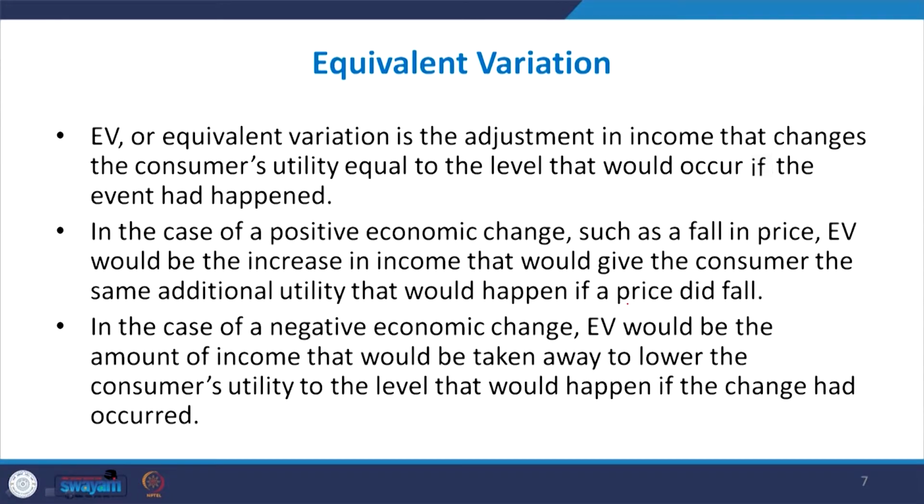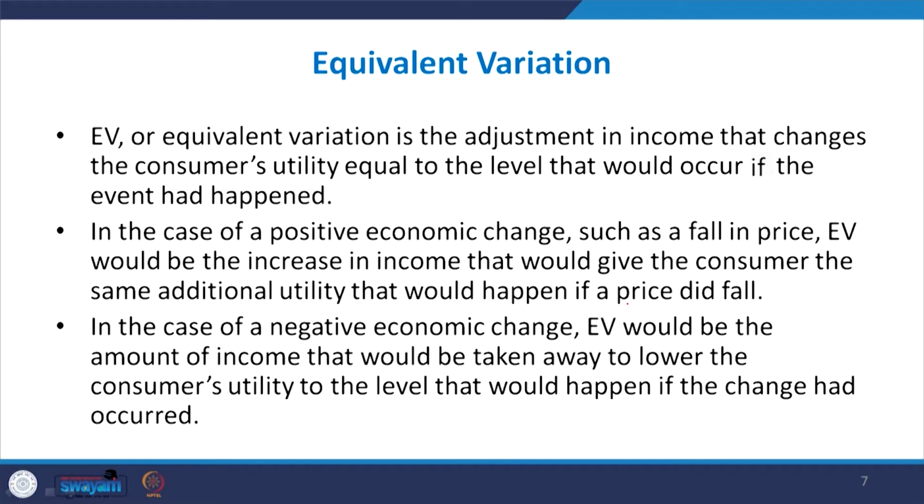Similarly, you can also explain equivalent variation. Equivalent variation is the adjustment in the income that changes the consumer's utility to equal the level that would occur if the event had not happened. Event here means a price increase or decrease, or sometimes income may also be taken into consideration. So, suppose the income level of the consumer declines, so obviously the welfare level of the consumer declines. If the event has happened, how much the income is to be adjusted to keep the utility at a level is measured by equivalent variation.